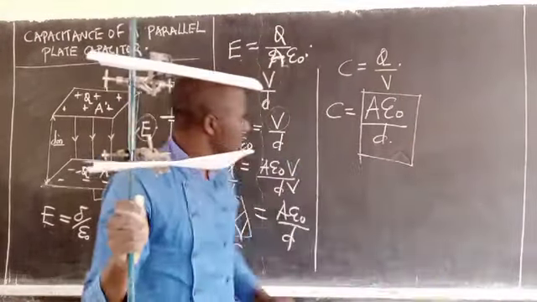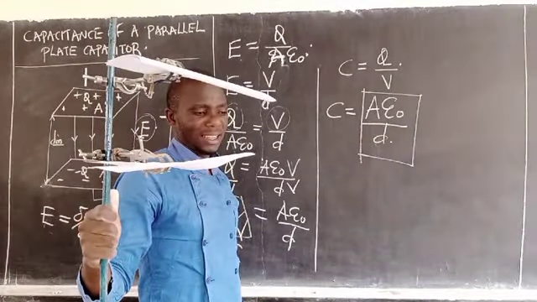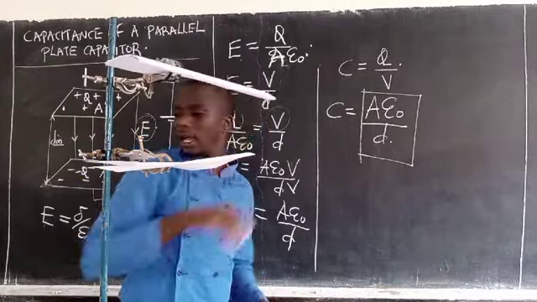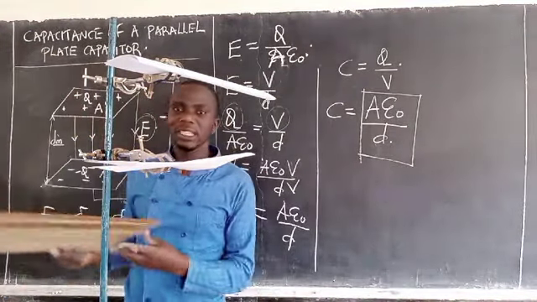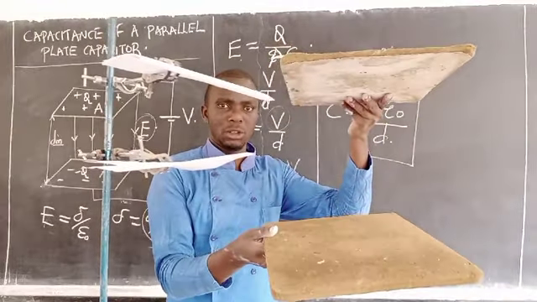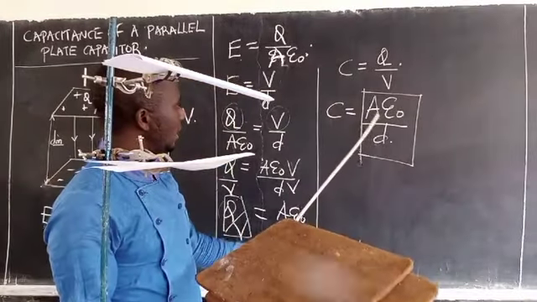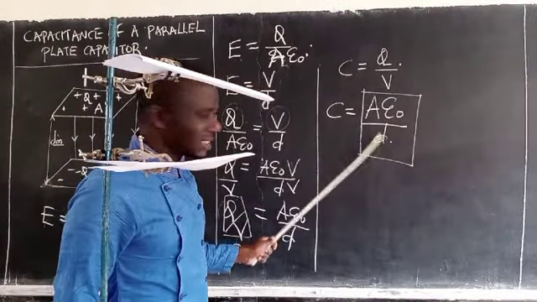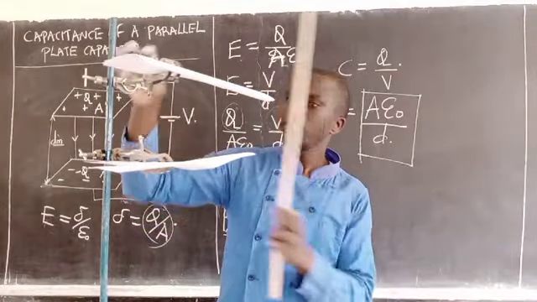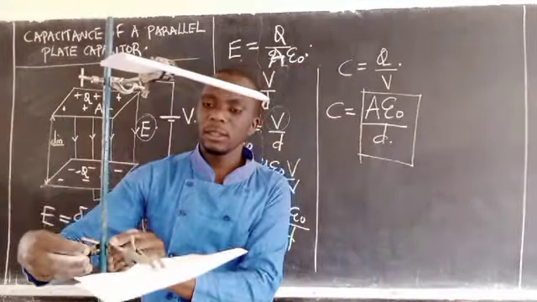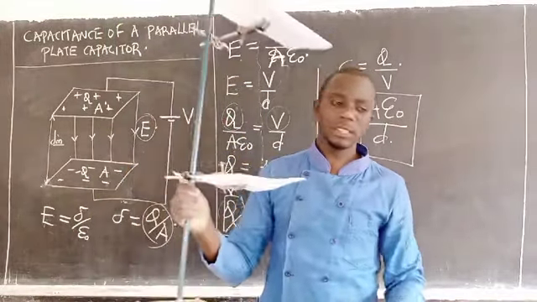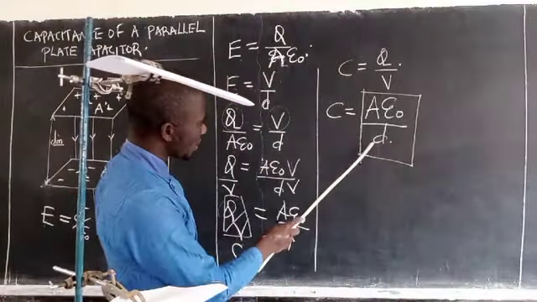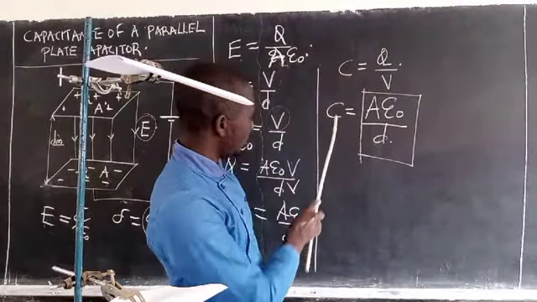What do you realize from the expression? I want you to discover what happens if you increase the area of the plates. Because you have increased the area, the capacitance will increase. What happens when you increase the distance d between the plates? You have increased the denominator, so we should expect the value of the capacitance to reduce.